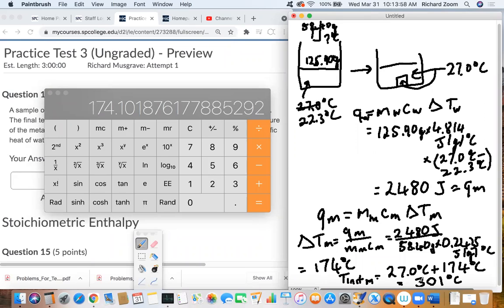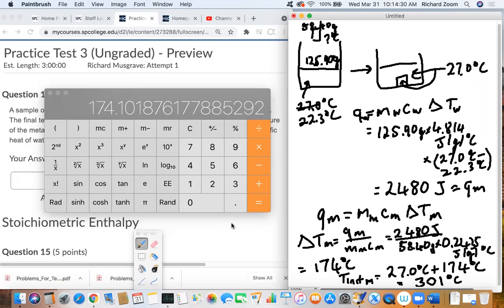So this is different from the previous one where we subtracted. Here we added. The reason is because we recognized that the temperature of the water went up. It went up from 22.3 to 27, which means that the temperature of the metal must have gone down. How much did it go down by? Well, the delta T. And that's how we know we have to add 174 to that to get the initial temperature. It started at 301 and went down to 27. All right. Any questions about this one?